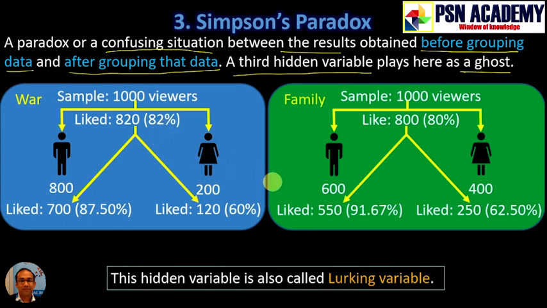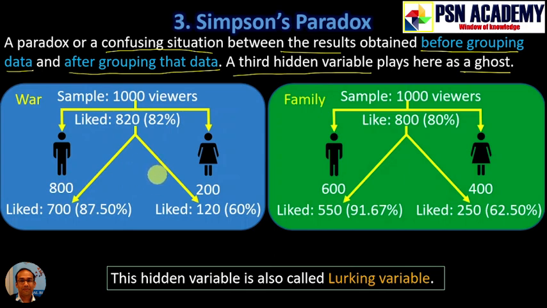The hidden variable here is also called a lurking variable. Now, the hidden variable here is gender, because gender was not there before. We introduced it, and based on that variable, we find that the result is something different. In this simple example, we can use gender, and after that, we can use age also, say above 30 or below 30, like that.